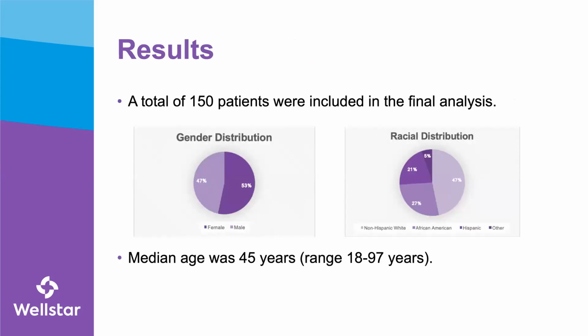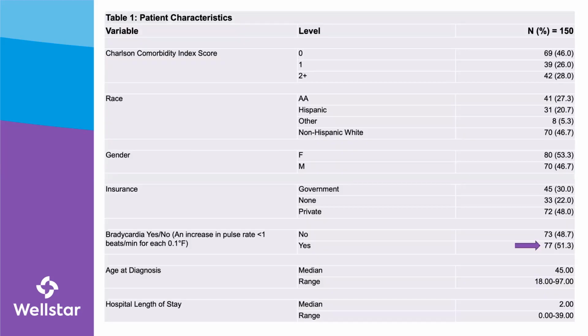So a total of 150 patients were included in the final analysis. For the gender distribution, the majority were actually female, accounting for 53%. And in terms of the racial distribution, the majority were non-Hispanic white, accounting for 47%, compared to African American at 27%, Hispanic at 21%, and then other at 5%. The median age was 45 years with a range of 18 to 97 years.